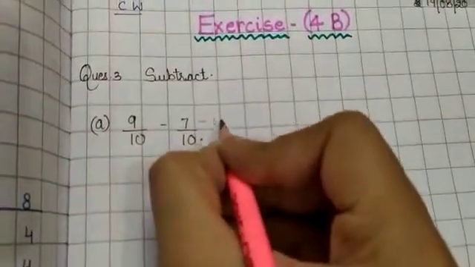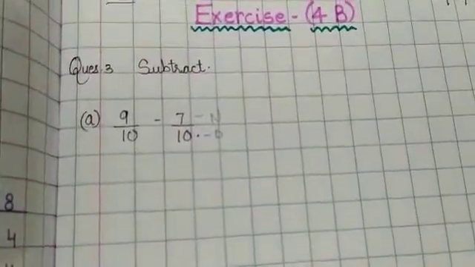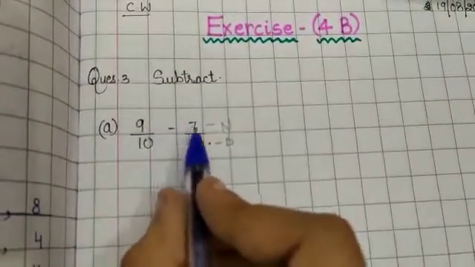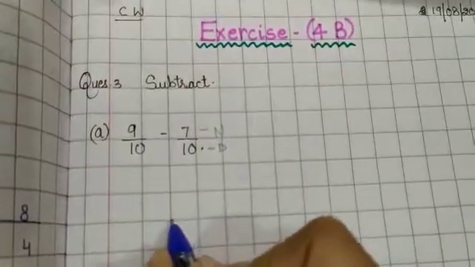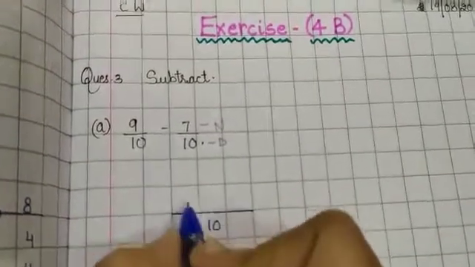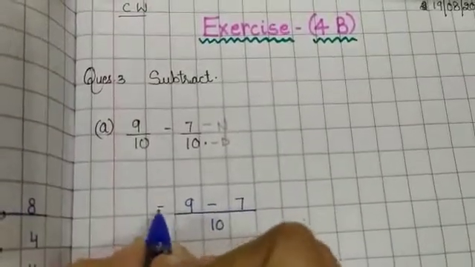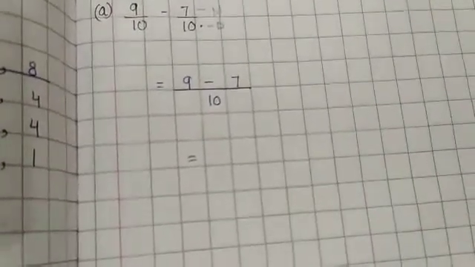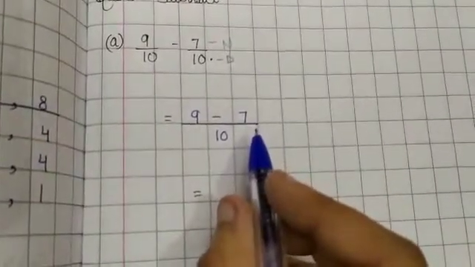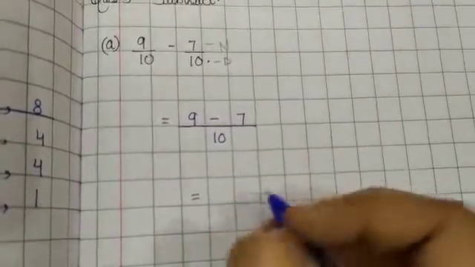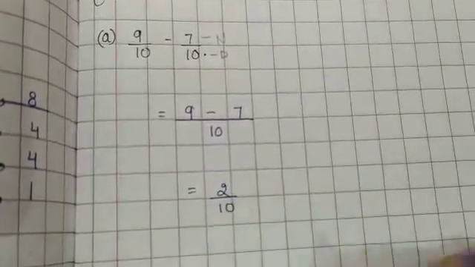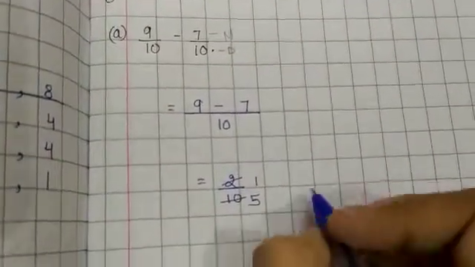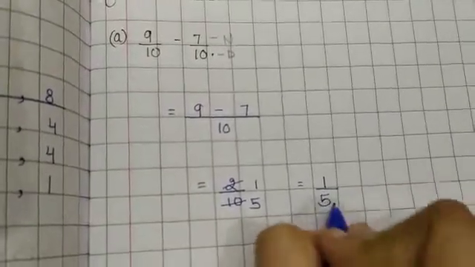So this is numerator and this is denominator. Denominators are same, so we'll simply subtract the numerators. Write down denominator, which is 10. Then 9 minus 7 is equals to 2. Good. 2 by 10. So 2 ones are 2 and 2 fives are 10. So answer is 1 upon 5.